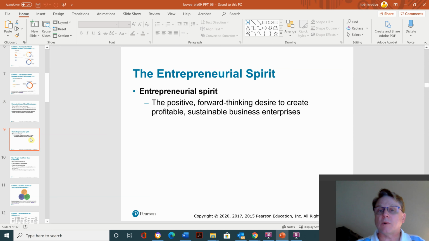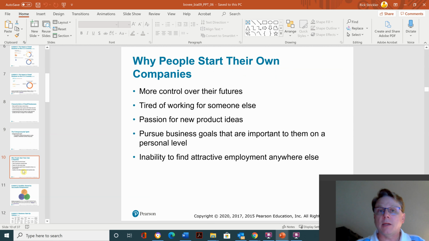Entrepreneurial spirit: positive, forward thinking, desire to create profitable, sustainable businesses and enterprises. And why do people start their own companies? They feel that they're more in control over their futures. That's one of the reasons why most of the entrepreneurs that I've observed this year with COVID-19 are so distraught, because they don't have control. The government's telling them when they can open and when they can't open, and what type of customers, what the customers have to wear when they come in, or they may not be able to come in. It might only be curb service.